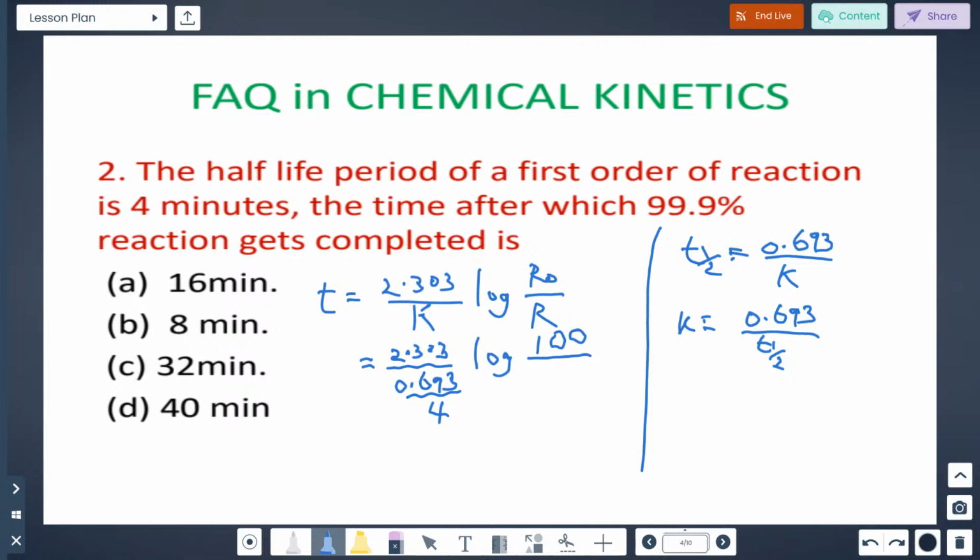So 99.9% is completed. What's the remaining concentration? You just subtract 100 minus 99.9, which is 0.1. Understood? That's all. If you simplify, we get one answer. Listen, 0.1 we can consider as 10 power minus 1. When it goes to the numerator, it becomes 10 power 3. So log 10 power 3, and 2.303, 4 I put in the numerator.